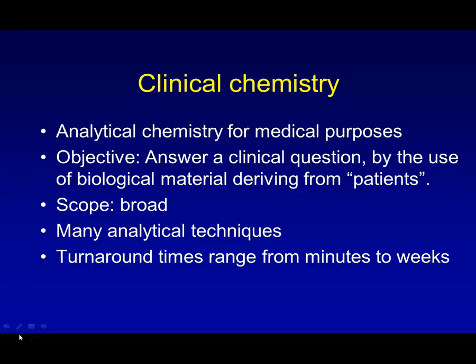But sometimes a doctor has to wait weeks before the answer to the question is given, and this is because, of course, it's not necessary to give the answer right now, immediately, but also it has to deal with the analytical techniques that are used that can be very time consuming and work consuming, and also very expensive.